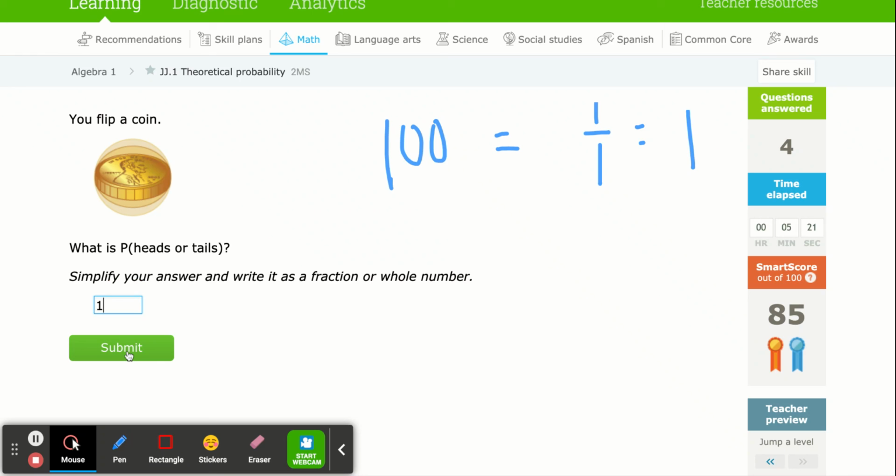I'll bet there are actually times where you get zero. There's no chance. What if it said, what is the probability that the penny lands on the moon? No probability, because you can't throw that high. Anyway, so you get the idea.